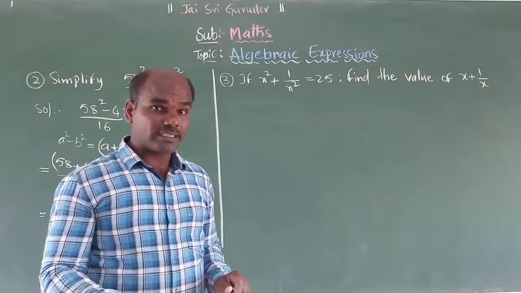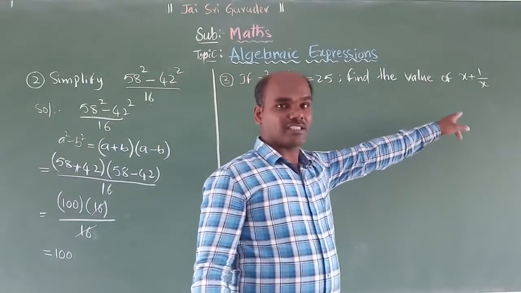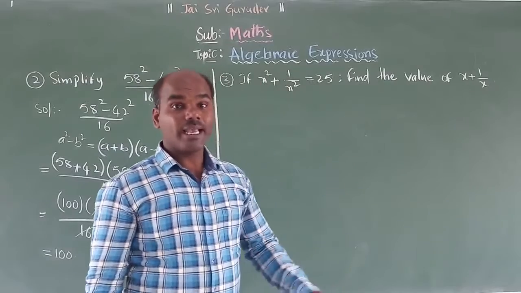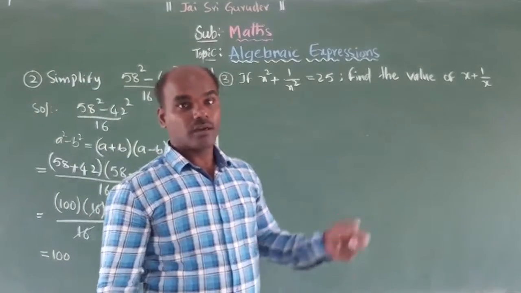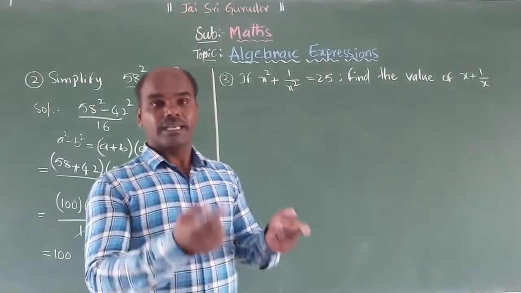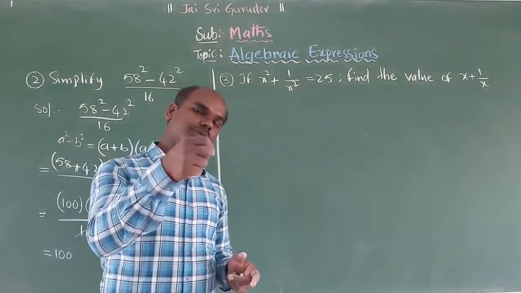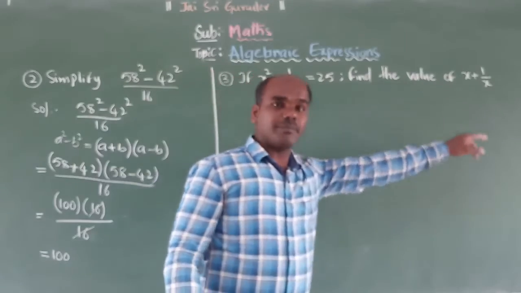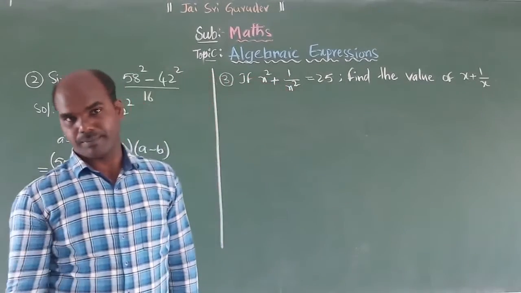But what you want to find is x plus 1 by x, which is in the form of a plus b. Yes or no, children? a plus b only, not a minus b. If it is a plus b, you have to apply (a plus b) whole square. If it is in the form of a minus b, you have to apply (a minus b) whole square.